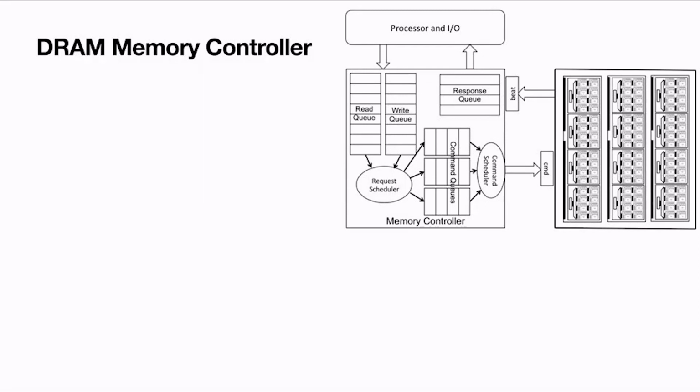Basically, the memory controller is acting like an interface between the processor IO and the DIMMs. When the processor sends a request, maybe a read from a particular location or a write to a particular location, those requests will be sent to the corresponding queues, a read queue and a write queue. There is a request scheduler which selects a request either from the read queue or the write queue, and that request will be converted into memory-understandable commands.